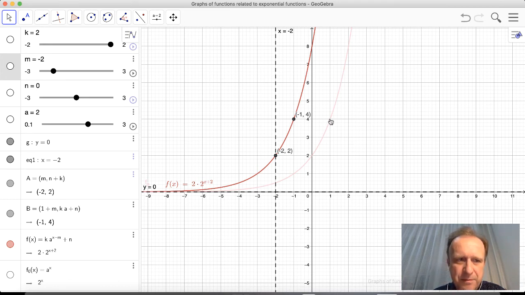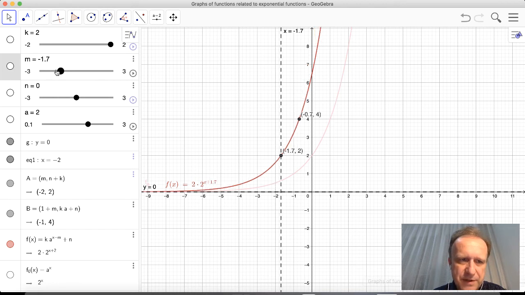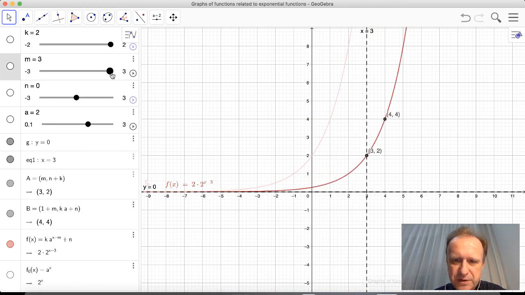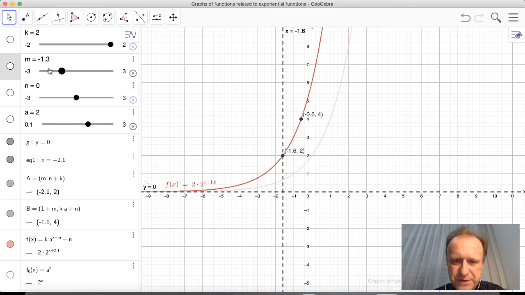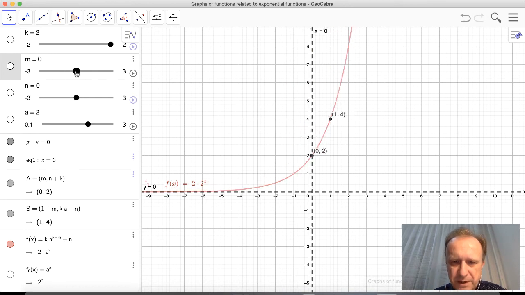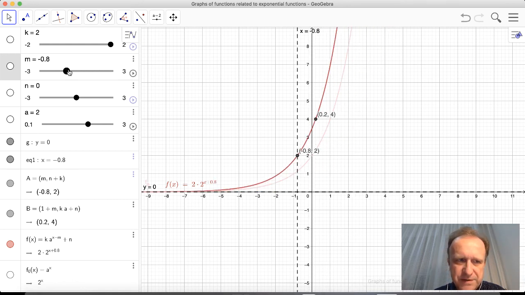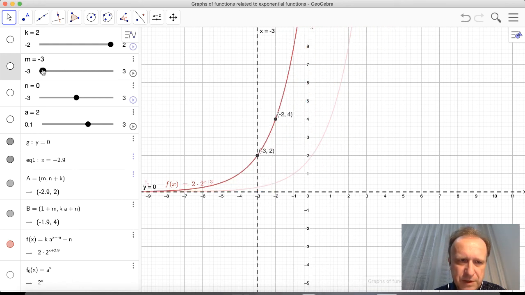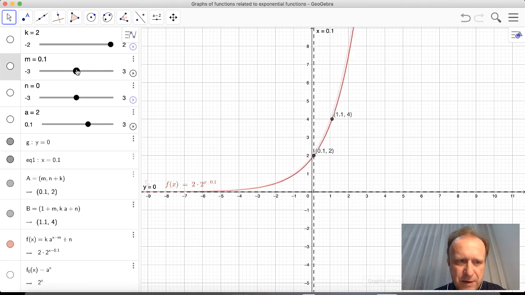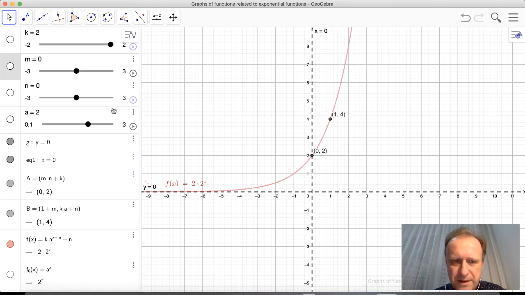So m has the effect on the horizontal translation of the graph, on the horizontal position of the graph. If m is 0, this is the original function k times a to the power of x, and when m is increased, we move to the right. When m is decreased, we move to the left. So this is it. Now let me get m to the original value of 0.